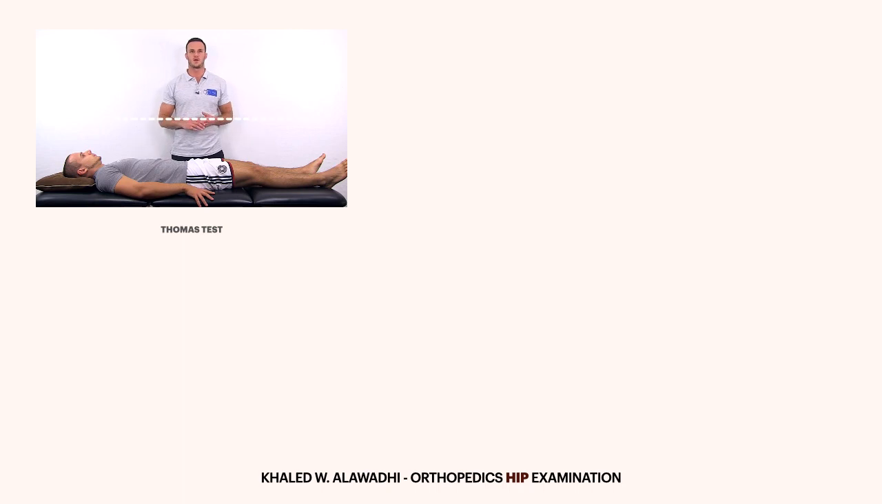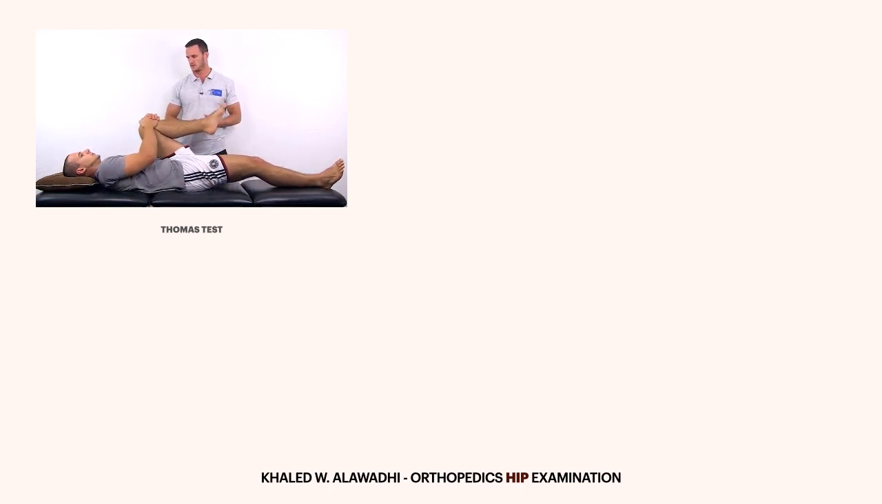To perform the Thomas test, which is present in patients with a tight iliopsoas, ask your patient to bring his knee as far to the chest as possible and to hold it afterwards. And ask him if he can feel a stretch in the right groin. With a positive test, you will see that the extended leg is lifting off the table, like in this case. You can even measure the angle at the knee as a reference. Okay?